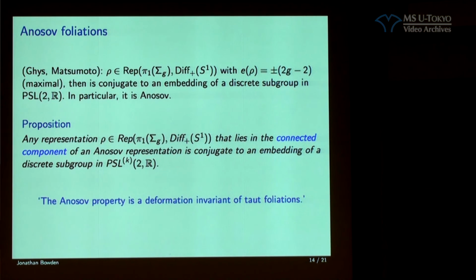Okay, so what's the kind of mantra? We've kind of found a deformation invariant of taut foliations. This Anosov property is so stable and nice that, you know, it's stable, so it's deformation invariant under small little perturbations, but somehow it's also globally stable. It's nice.